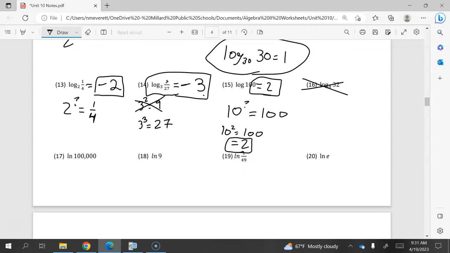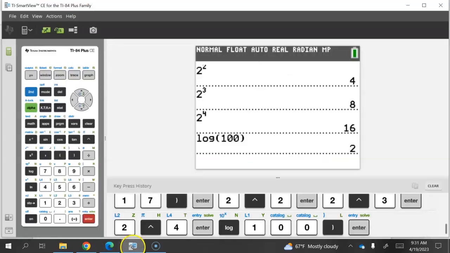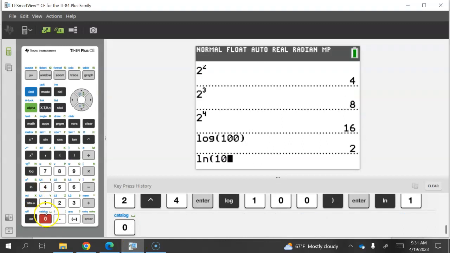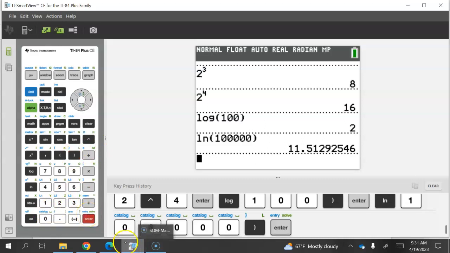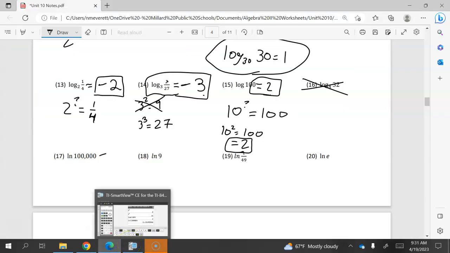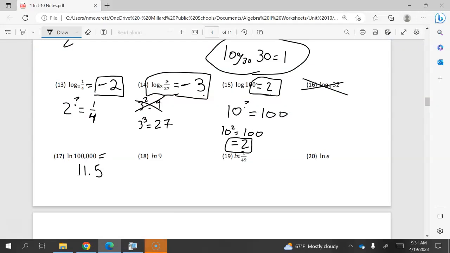Now, we get down to natural logs. Natural logs I will not expect you to do by hand, because for natural log of 100,000, you see that ln button right there? You click that, type in your 100,000, so that's one more zero right there. Close parentheses, and we have our answer, about 11.5. So these ones are all calculator based. You're just going to type these all into a calculator.